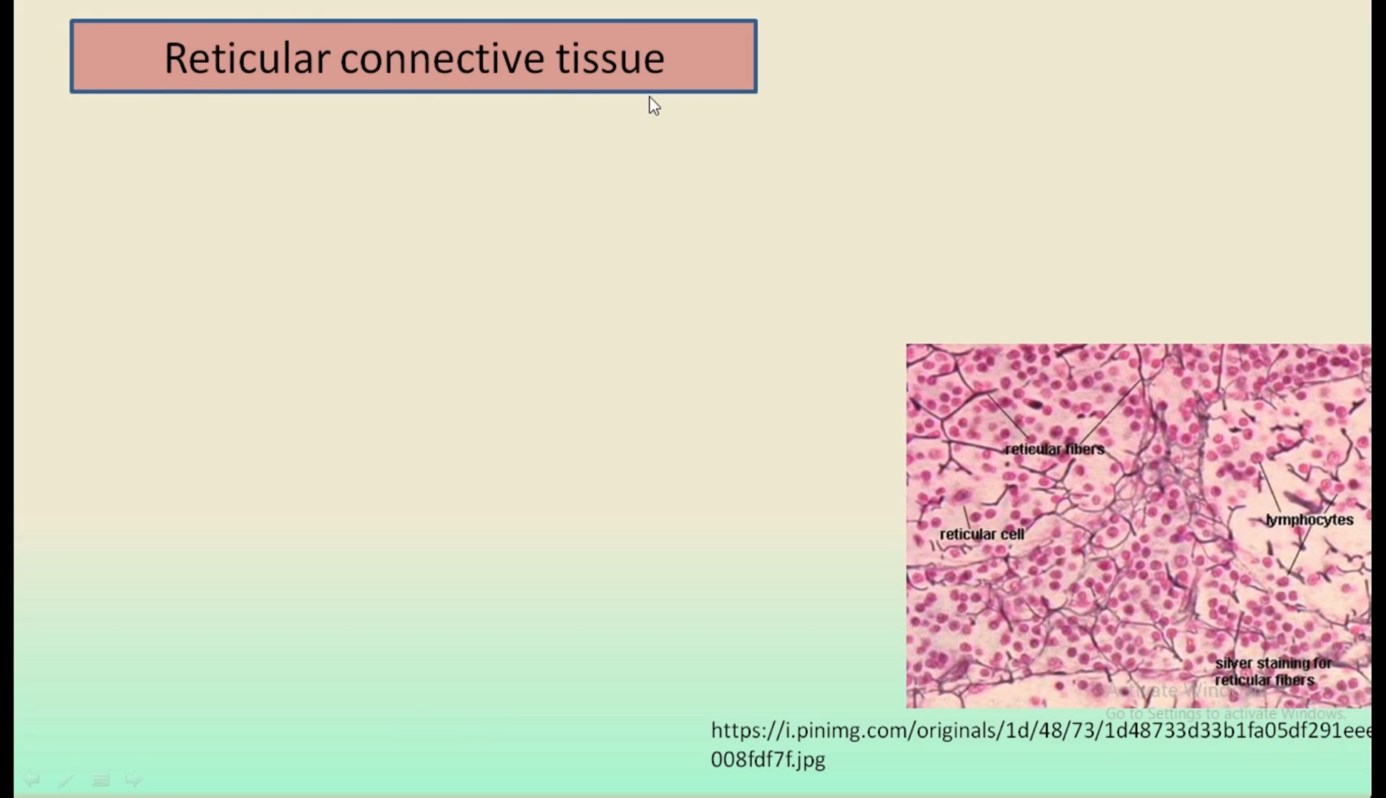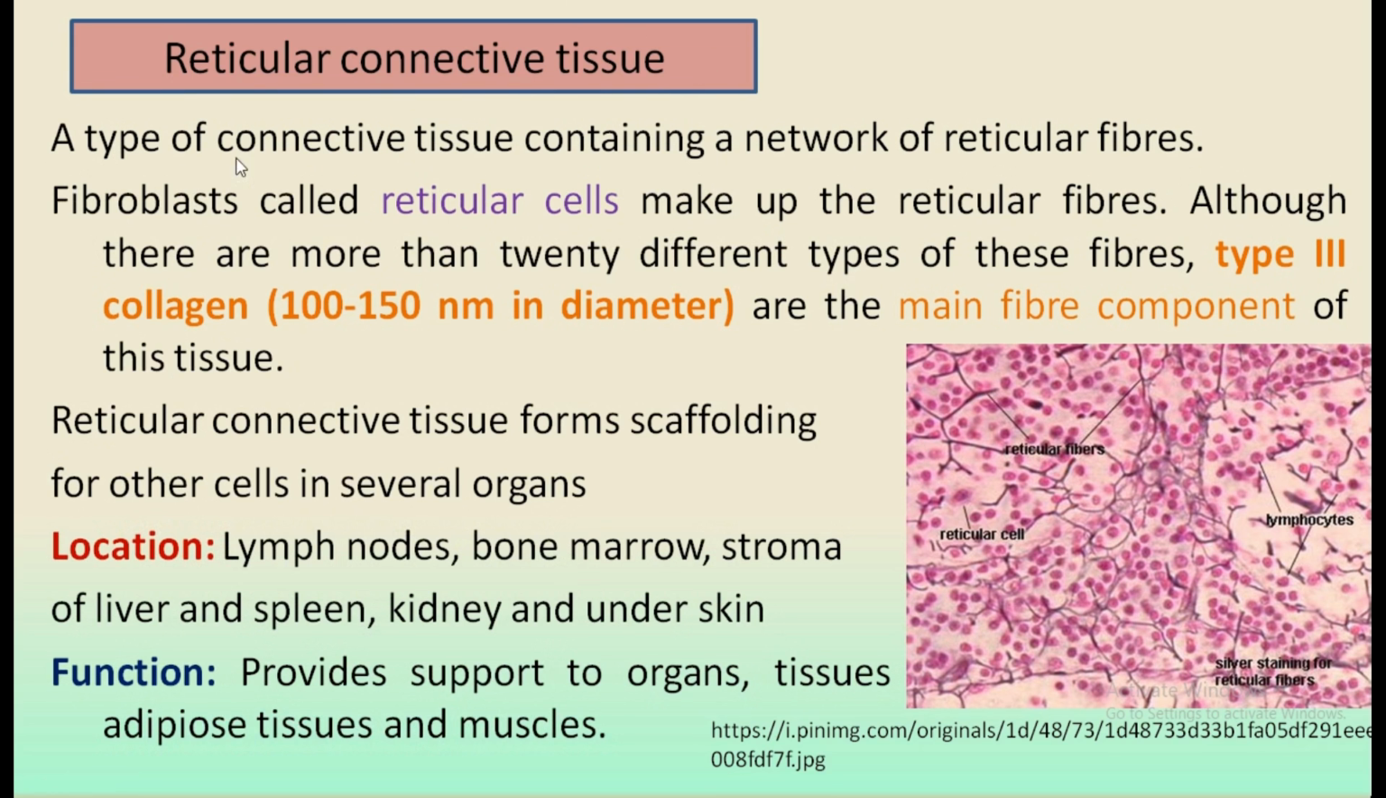Let us now discuss the last type of adult connective tissue proper, that is reticular connective tissue. So reticular connective tissue is a type of tissue containing a network of fibers which are mainly reticular fibers. The fibroblasts called reticular cells make up the reticular fibers, and although there are more than 20 different types of these fibers, the main fiber component is type 3 collagen, which is 100 to 150 nanometer in diameter.